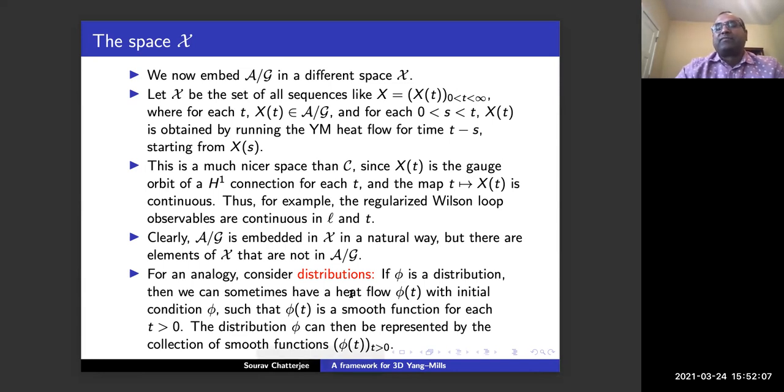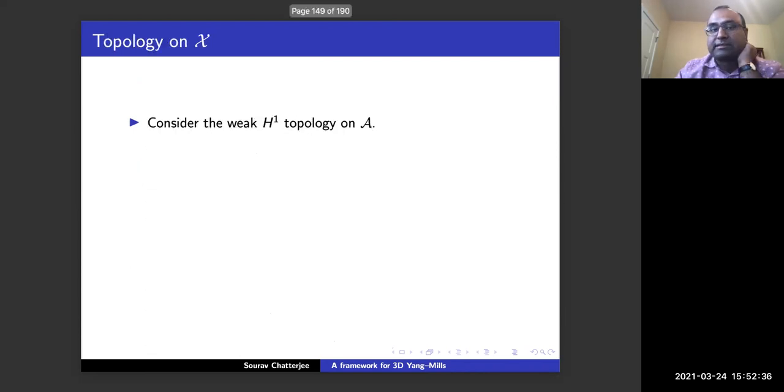Just consider the heat equation. If you represent distributions using the heat equation, as a heat flow without a beginning, then of course every smooth function is also in there, because you take the heat flow starting with the smooth function, but you just leave out the beginning. In this way, we're defining distributional gauge orbits.